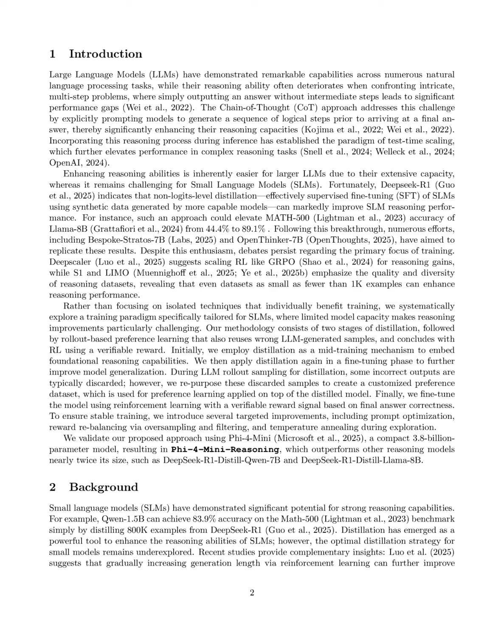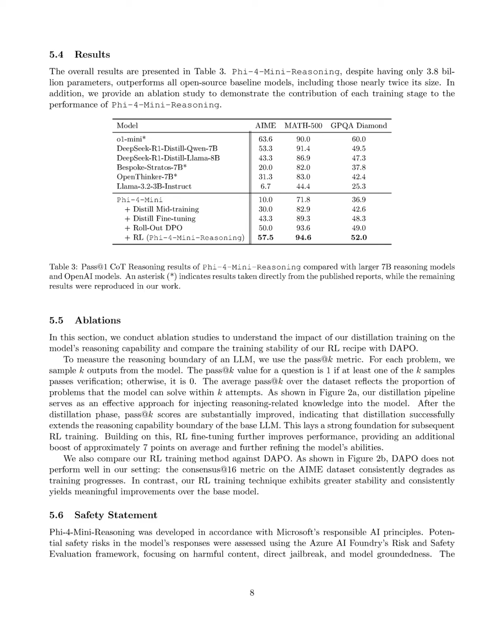This is followed by reinforcement learning, where the model is fine-tuned using a reward signal based on the accuracy of its final answers, employing techniques like proximal policy optimization, PPO, and group-based relative policy optimization, GRPO, to enhance stability and effectiveness. Each phase builds upon the previous one, systematically enhancing the model's reasoning capabilities while addressing the unique challenges faced by SLMs.